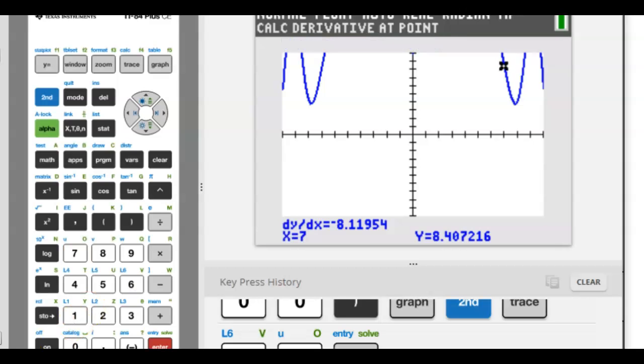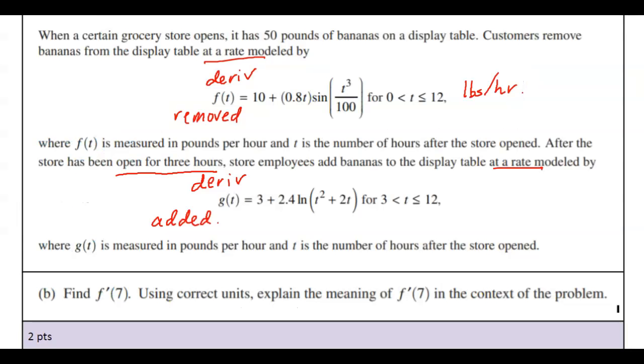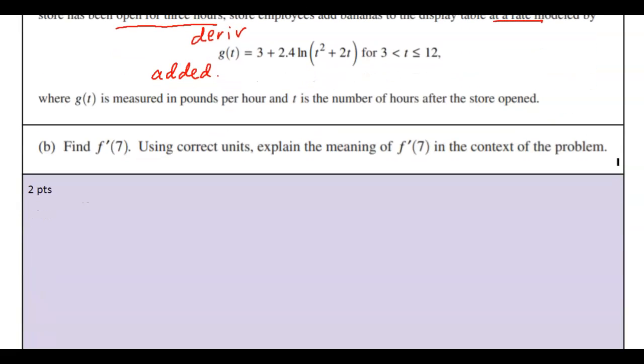So our value is negative 8.119. Okay, you can do 8.120, but I just chop it off. So negative 8.119. So let's go ahead and write that down. All right, so f prime of 7 is equal to negative 8.119.